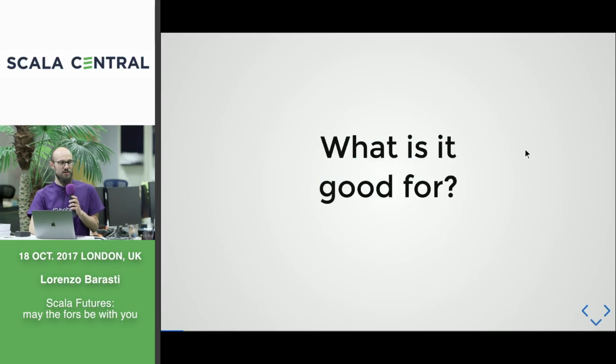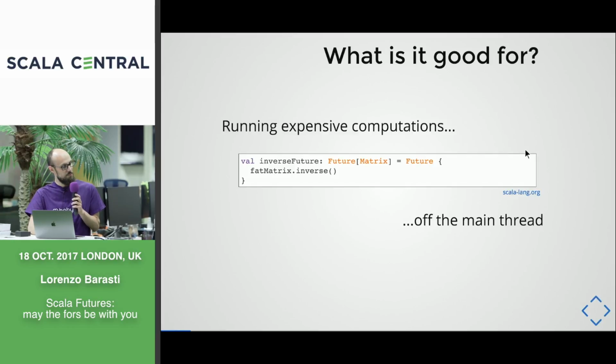Now, what are futures good for? Just a bunch of examples. Running expensive computations is one of the things you might want to do in a future. You want to run those computations off the main thread so that your application keeps on being responsive. This is actually taken from the Scala Lang website. It's also a terrible example, but it's a contrived example to show you something.